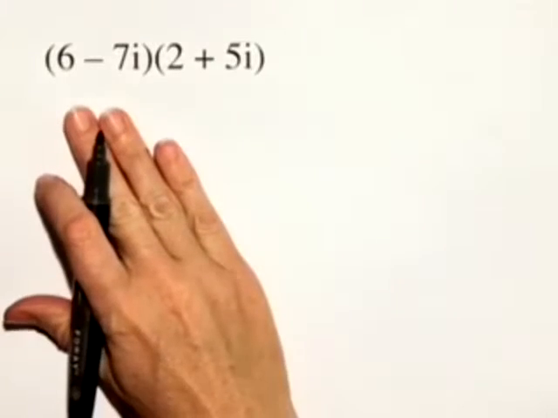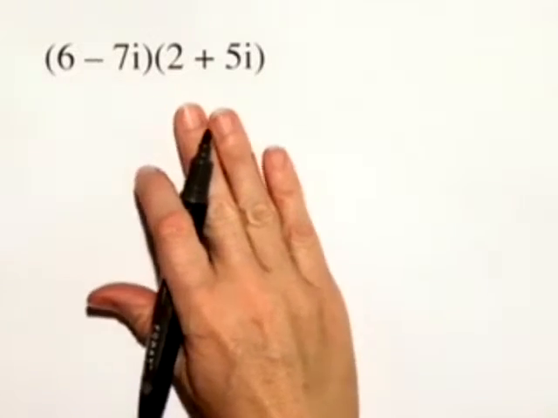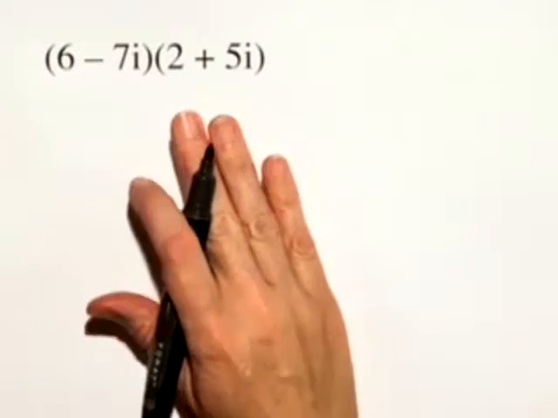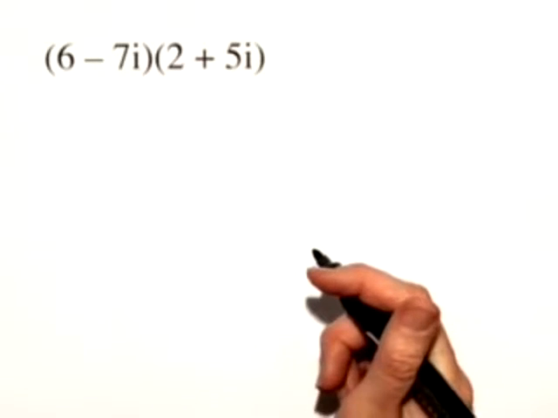For our next example, we'll multiply two complex numbers and we'll write the answer in standard form. We have 6 minus 7i multiplied by 2 plus 5i. So in order to do this, we'll just use the FOIL method.